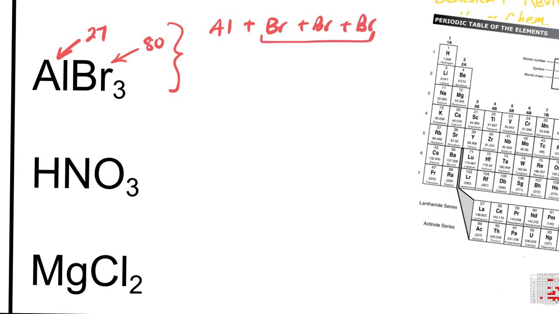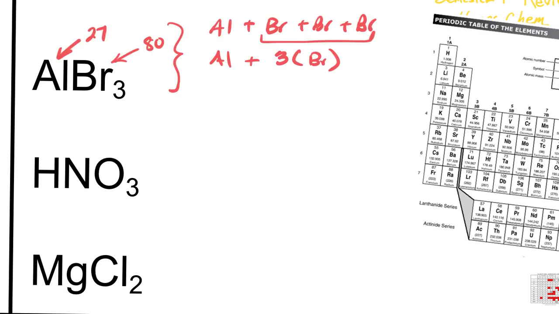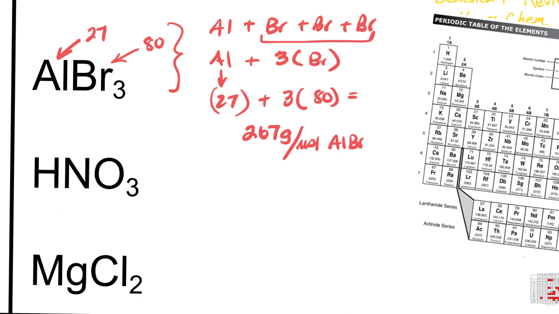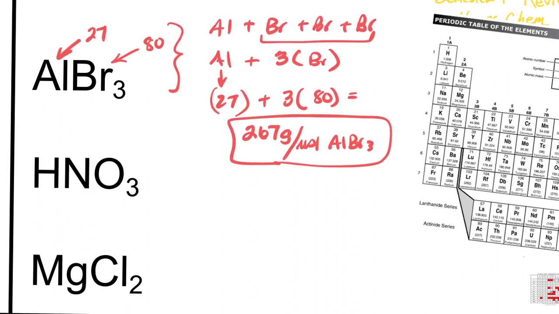Now, I could rewrite this part as saying 3 copies of bromine. And I'm going to add that to aluminum. And all I have to do at this point is just replace the masses. Aluminum, I know now, is going to have a mass of 27. I'm going to add this to 3 times the mass of bromine, which is 80. And if I add all of these together, do the math, plug it all into the calculator, the total mass that you end up with here is 267 grams. And this is going to be per mole of AlBr3. And so this here is your molar mass for this particular compound.